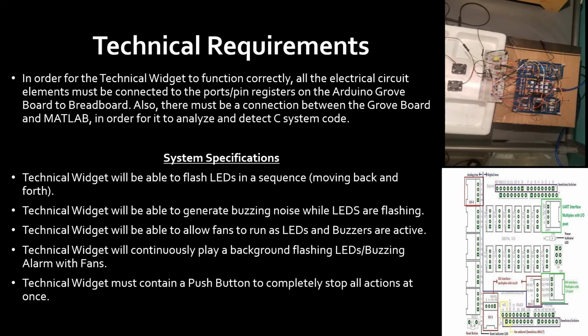In order for the technical widget to function correctly, all circuit components and electrical devices must be connected together, for which the technical widget must be able to A, flash LEDs in a sequence moving back and forth, B, generate buzzing noise while LEDs are flashing, C, allow fans to run as LEDs and buzzers are active, D, continuously play a background flashing LEDs / buzzing alarm with fans, and finally E, it must contain a push button to completely stop all actions at once.